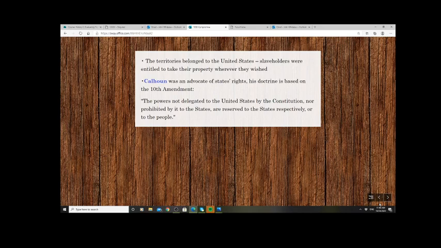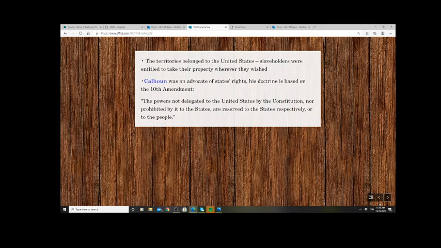Calhoun's position was that slaveholders in the United States were entitled to take their property to whichever territories they wished, because territories were not governed by the president, not by the executive, not by the House, not by the Senate, but by the states, because the 10th Amendment, which was basically an amendment to the Constitution right at the beginning of the birth of the United States, states that the powers not delegated to the United States by the Constitution, nor prohibited by it to the states, are reserved to the states respectively, or to the people.